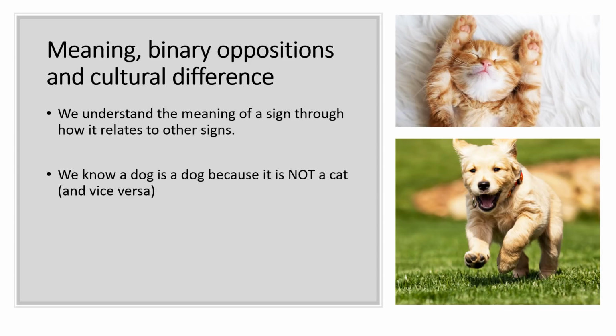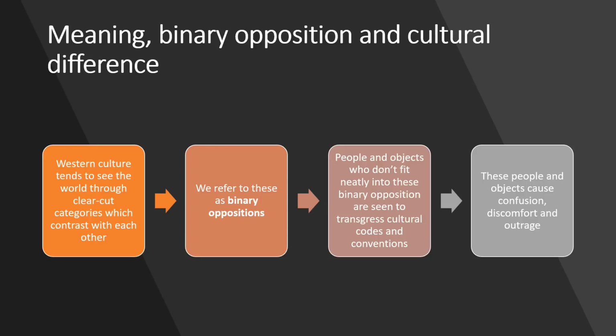The key to understanding binary opposition is that we're talking about either-or categories. So a cat can't be part dog and a dog can't be part cat. Either-or, mutually exclusive categories. Now the problem is that works quite nicely for cats and dogs, but most of everyday life isn't that clear-cut. We've got some shades of grey going on here.